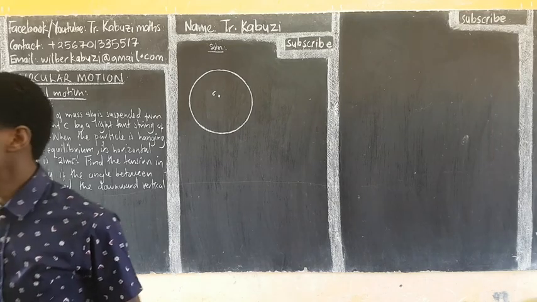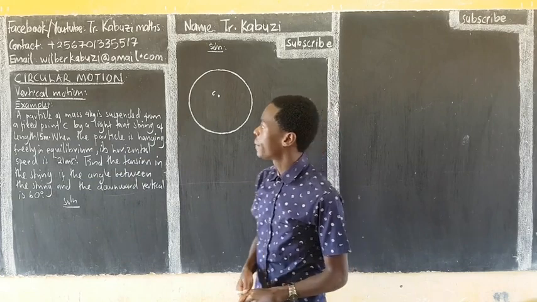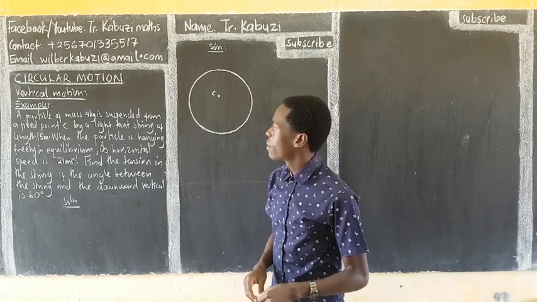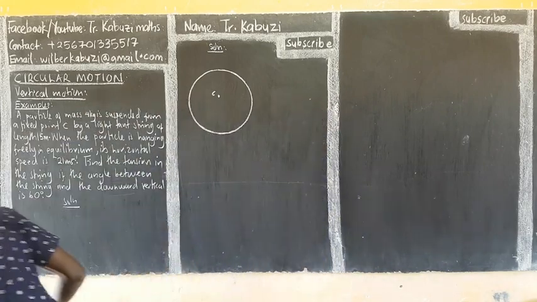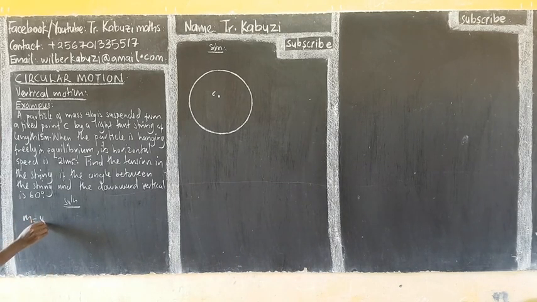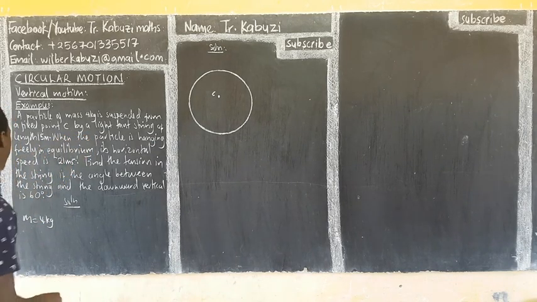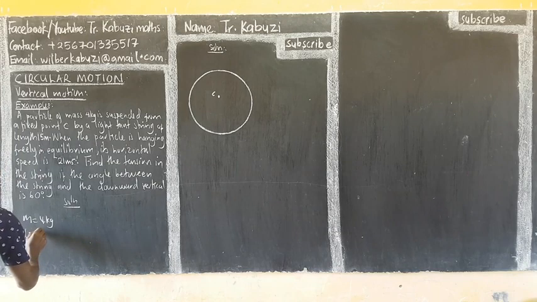Okay, now members, let us see how we handle this question. We are still in vertical motion. A particle of mass 4 kilograms is suspended from a fixed point C by a light string of length 15 meters.